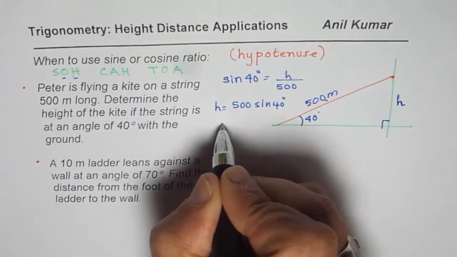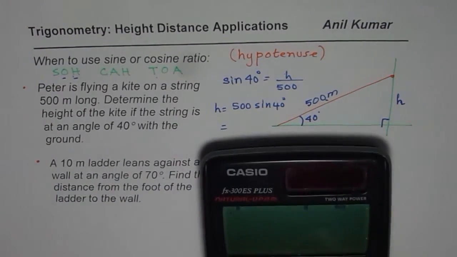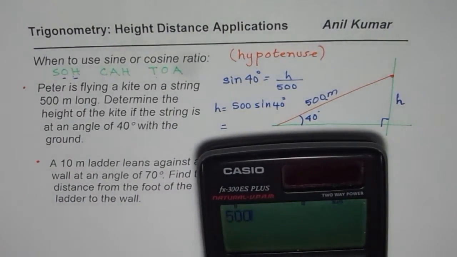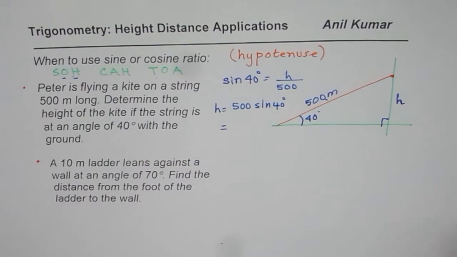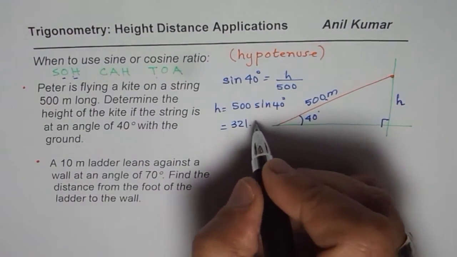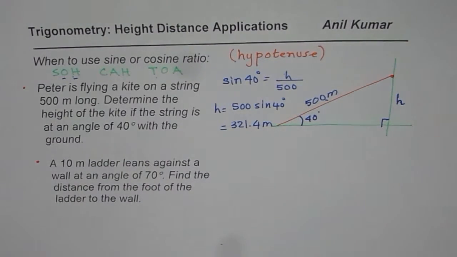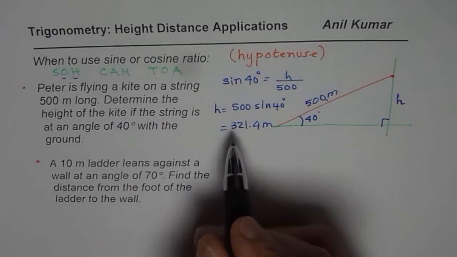Do you get it? Then we can use a calculator and find the answer. So 500 times sine of 40 degrees gives us 321.39, which could be written as 321.4. So that is how we can say the height will be 321.4 meters, or just 321 meters.